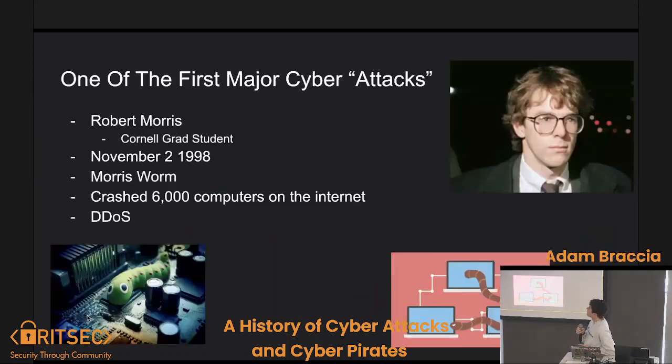One of the first major cyber attacks, I guess you can call it, is from Robert Morris. He was a Cornell grad student, and he released his Morris worm, and it crashed 6,000 computers on the internet. He ended up getting fined $10,000 for it, but at the time, it's probably a lot more than what it is now. So that was one of the first major denial of service attacks.